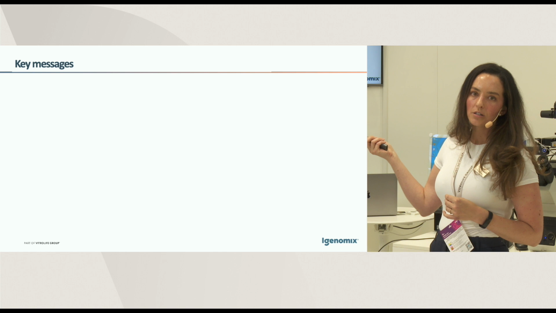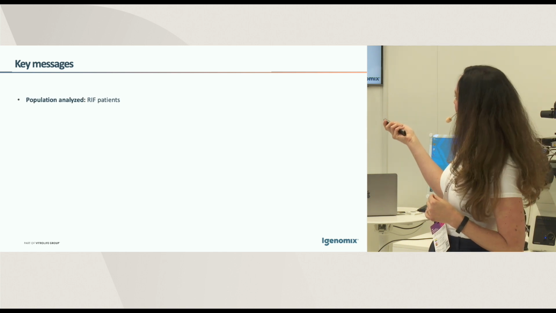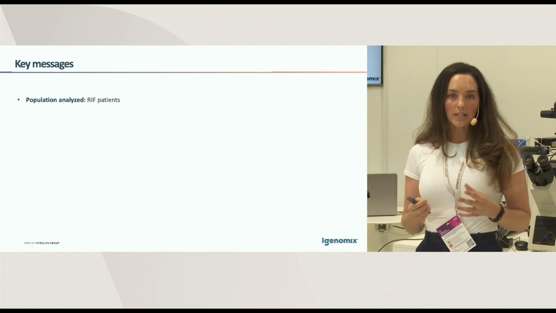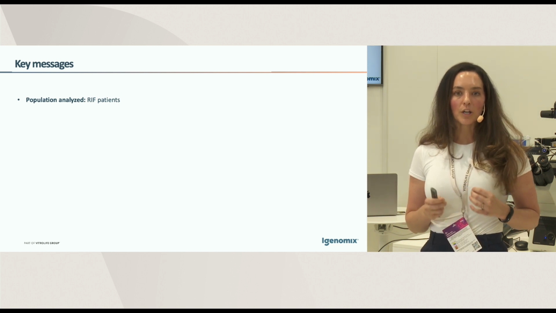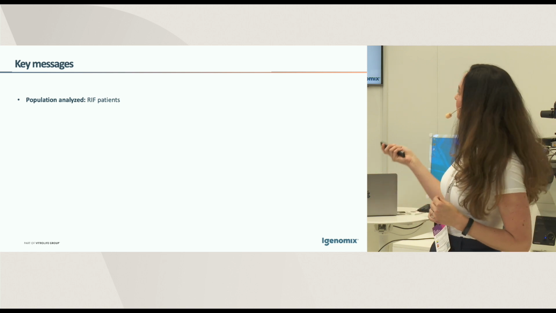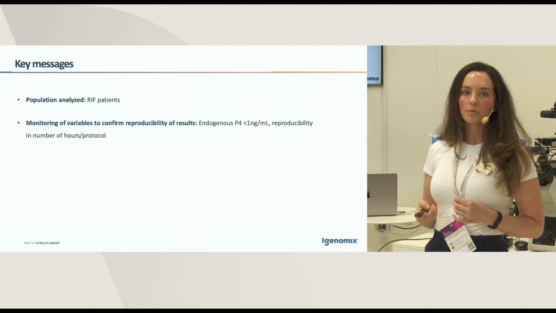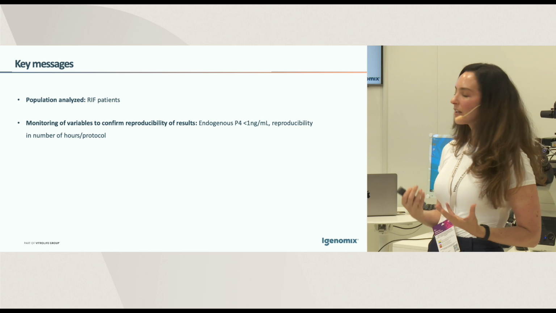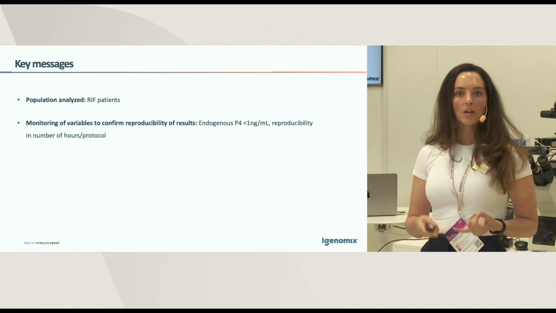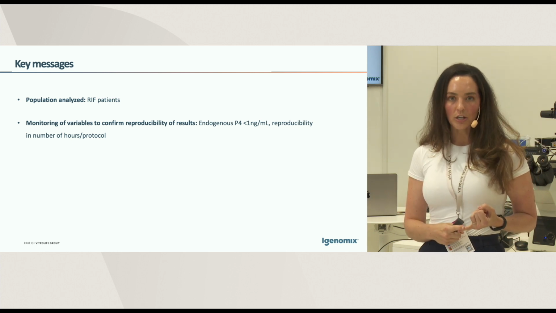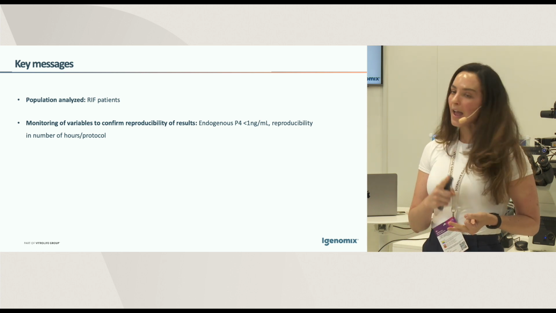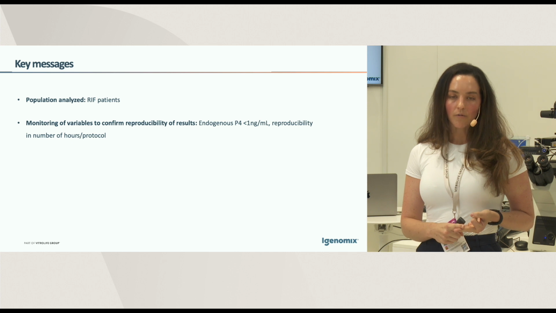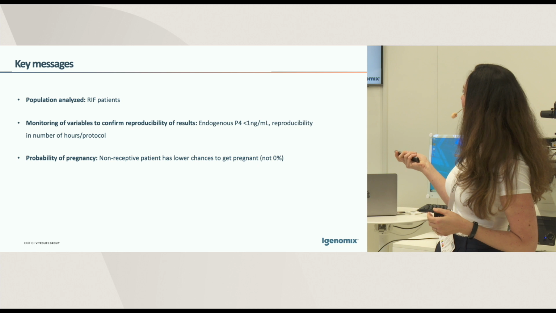So the key messages, just to wrap this introduction up, is 1, always keep in mind the population analyzed. ERA is indicated for patients with recurrent implantation failure. 2, is always to monitor variables that can affect reproducibility results. So again, properly controlling endogenous progesterone, ensuring replicating cycle to cycle for patients, and then always following the ERA recommendation, provided the timing that is given on the report.